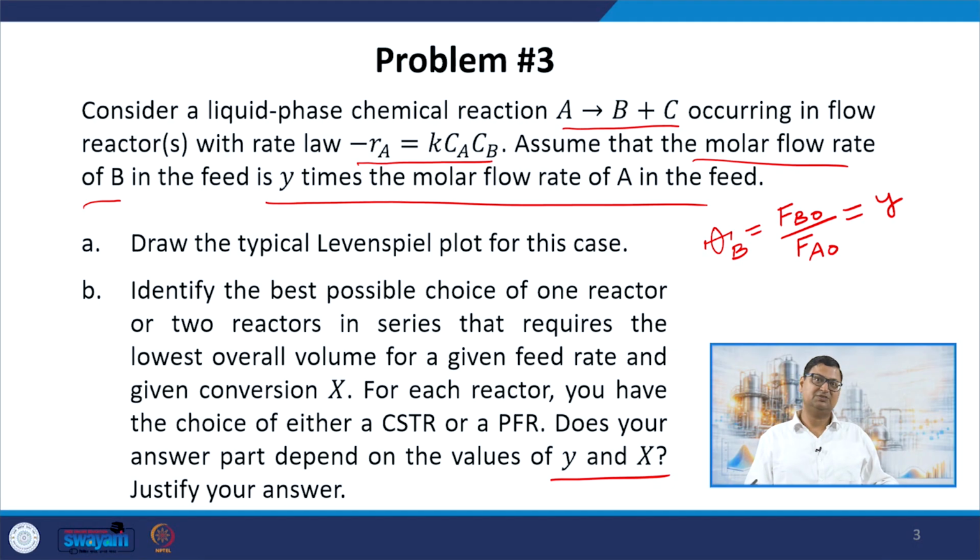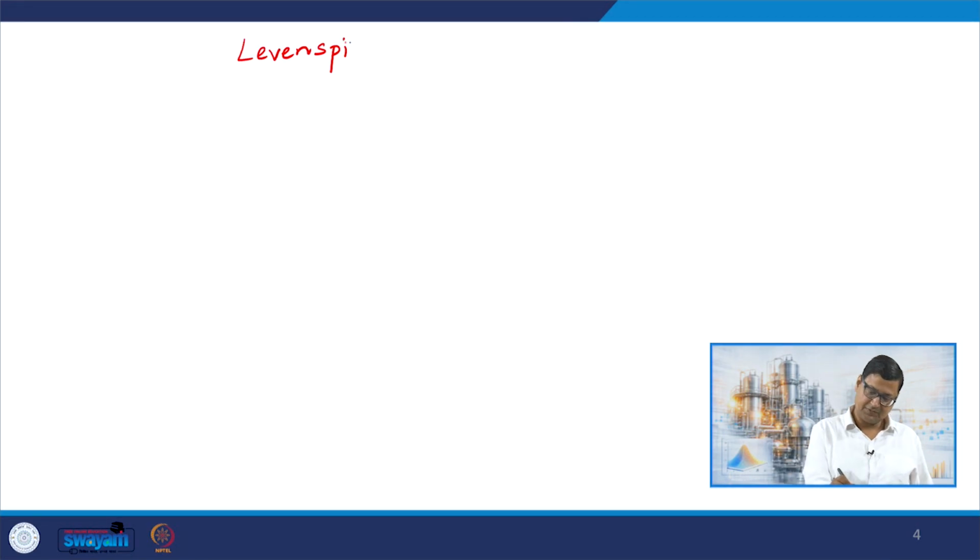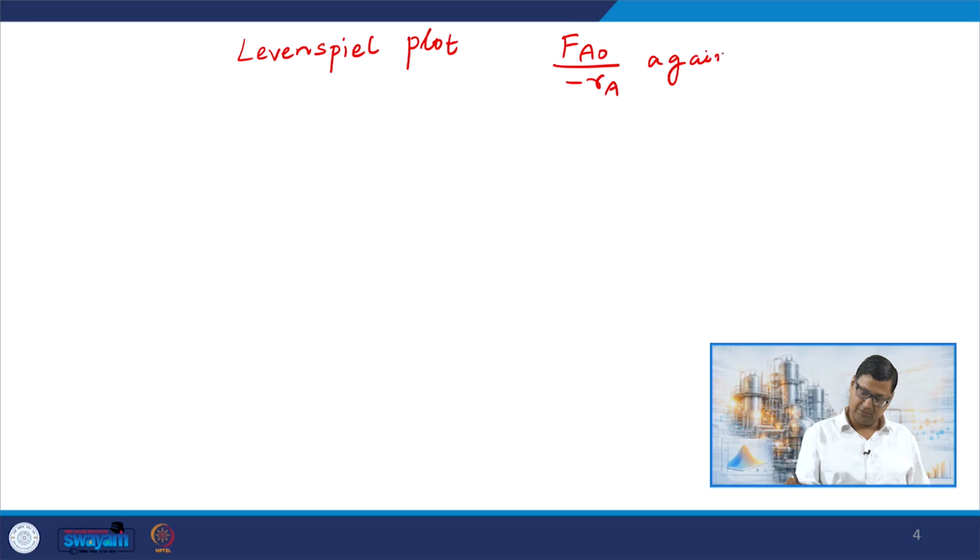So, we want to do a Levenspiel plot for this case. Just to remind you, the Levenspiel plot is the plot of FA naught by minus RA against X, and from there we can identify whether we have a lower volume requirement in a CSTR or in a PFR. So, we want to do the Levenspiel plot for this case.